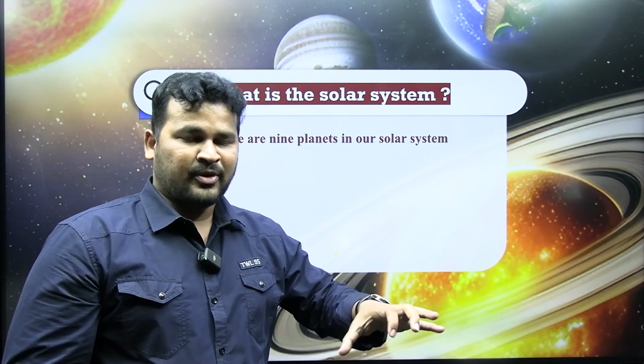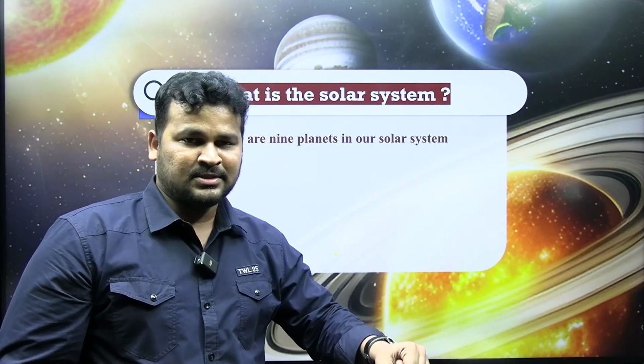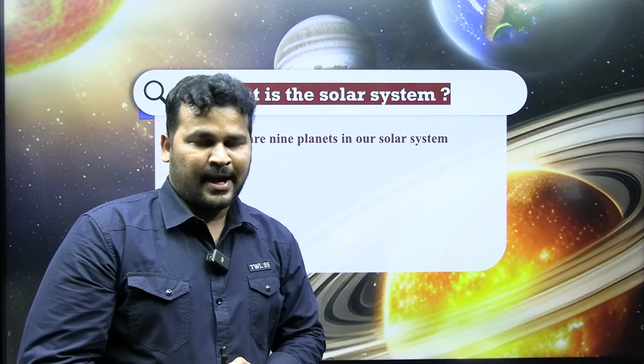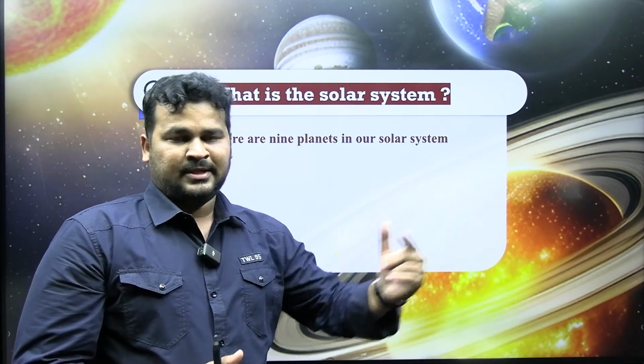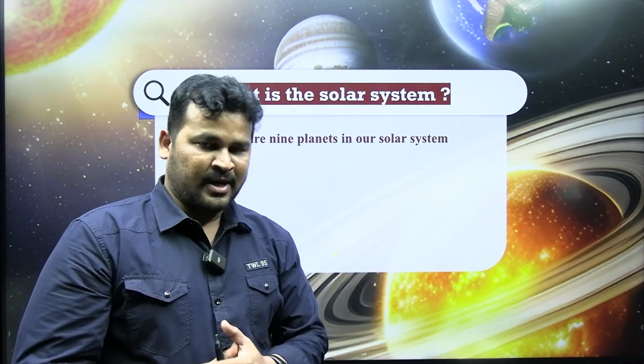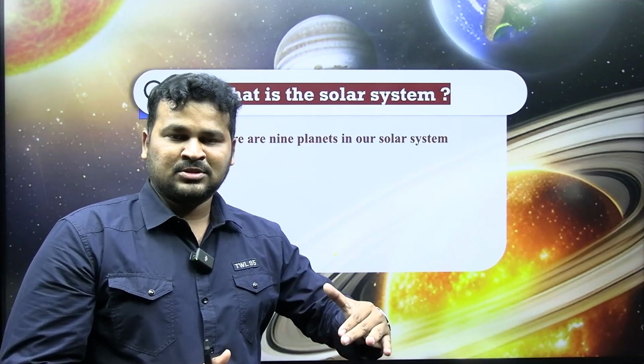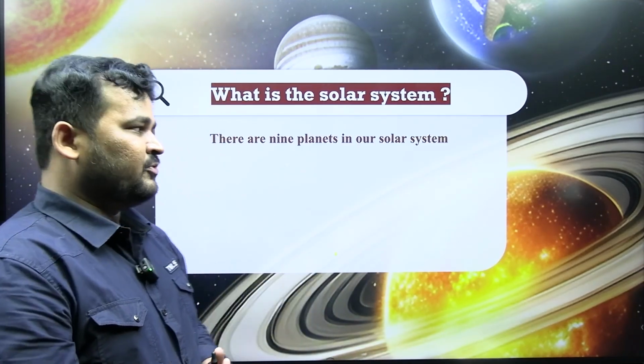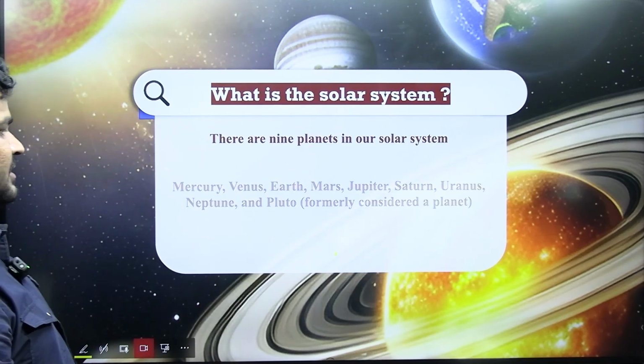You can see in the textbooks like 9 planets, but they are not 9. As of now, only 8 planets. We will discuss later why we have only 8 planets, why Pluto was taken out from the planet system. We will discuss. See here.